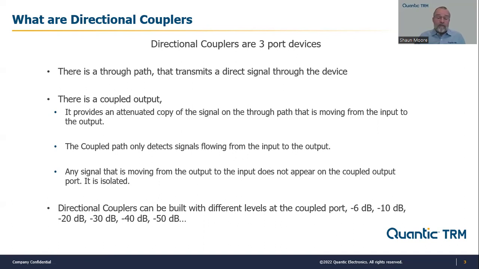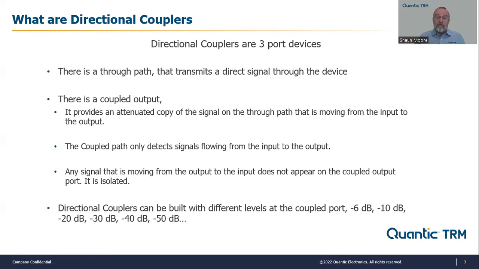The coupled path only sees energy going from the input to the output. It does not see any of the signal going from the output to the input. Therefore, that's why we call it a directional coupler, because it only samples energy flowing on that through line, moving in one direction. In the other direction, it's referred to as being isolated.